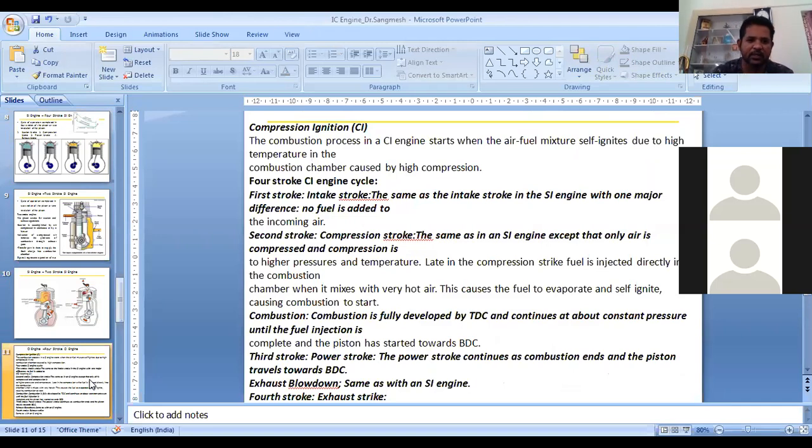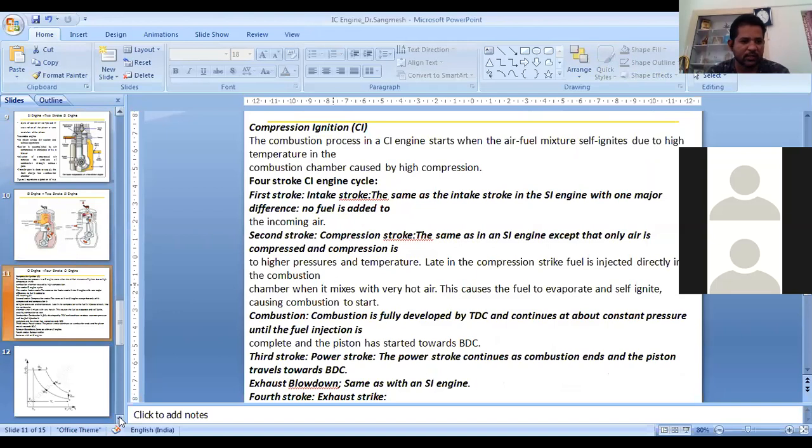So the same thing I have just given in the presentation. In this slide, you can just go through it. More or less, it is going to be the same in the SI engine, but there is no spark plug. Instead, we use a fuel injector.